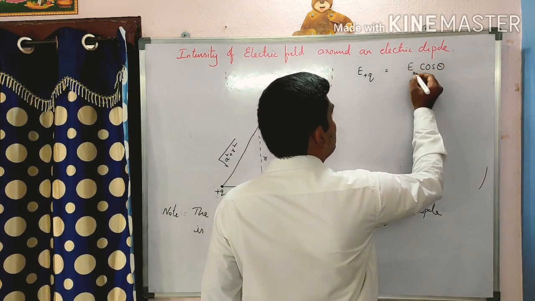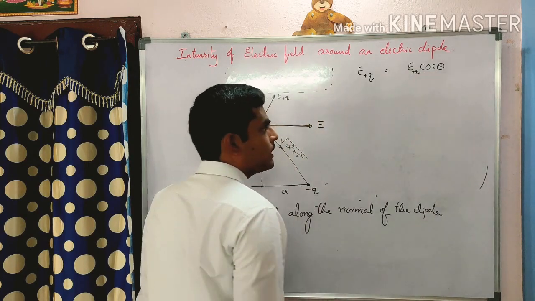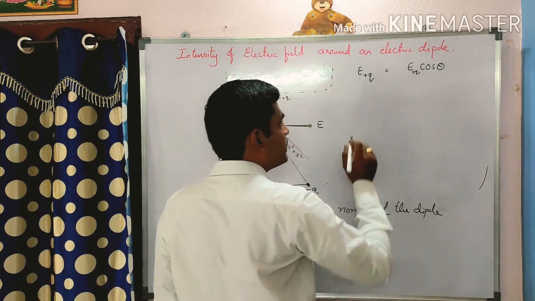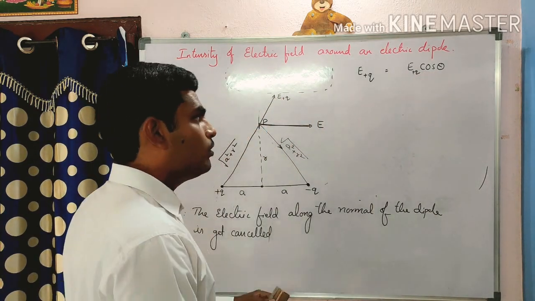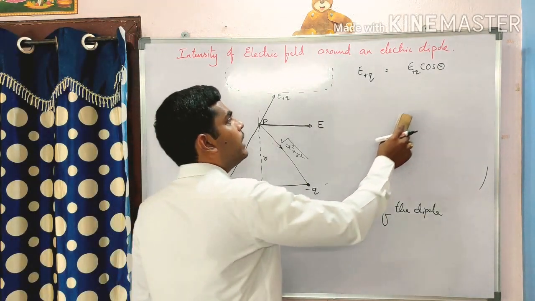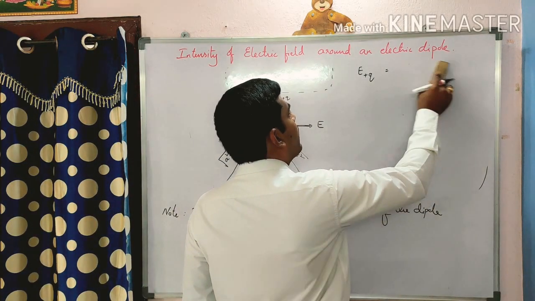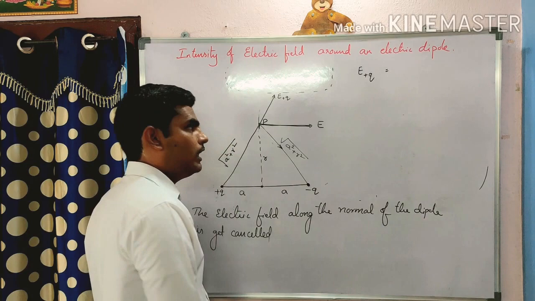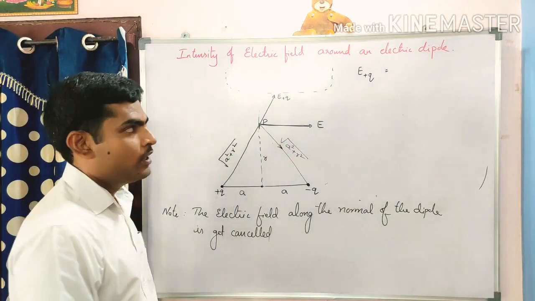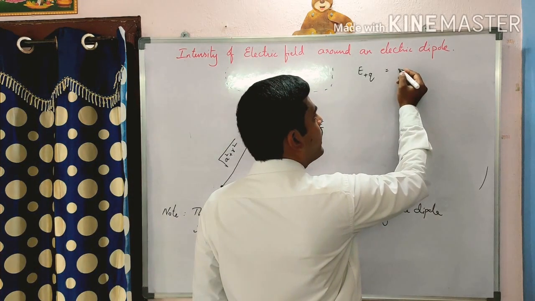E cos theta. E plus Q cos theta. What is E plus Q cos theta? To avoid the confusion, I will avoid this cos theta and finally we will write it. So E plus Q, what can we write here?